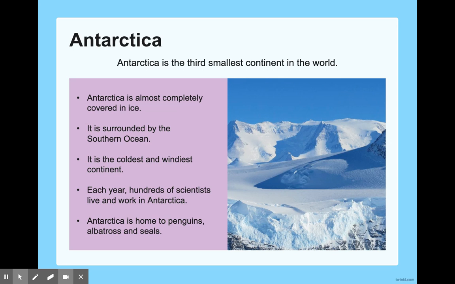Next, we have Antarctica. Antarctica is the third smallest continent in the world. It is almost completely covered in ice, and it's surrounded by the Southern Ocean. It is the coldest and windiest continent, and each year hundreds of scientists live and work in Antarctica. But there's not really an official city or anything like that, just scientists working there a lot of the year. Antarctica is home of penguins, albatross, and of course some seals.